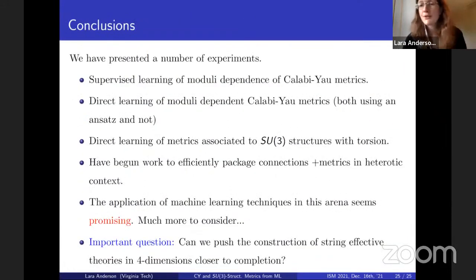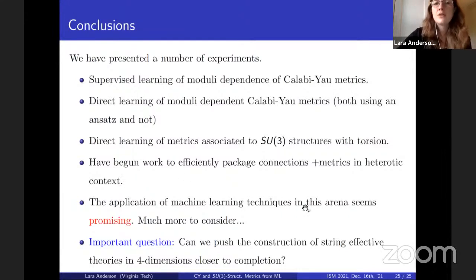Good. Okay, and let me just go straight to my conclusions here. What I've presented very briefly in this talk is, I hope, a sketch of a number of experiments. When I started work on this, it was not at all clear to me that machine learning techniques would actually be an advantage compared to other existing approximation schemes for Calabi-Yau metrics. But what we find is, both in terms of the moduli dependence of the metric and the efficiency of the algorithm, neural networks actually come out on top, and this appears to be a very viable approach to generate approximate solutions. So we studied direct learning of the moduli-dependent Calabi-Yau metrics, both using Donaldson's ansatz and not.